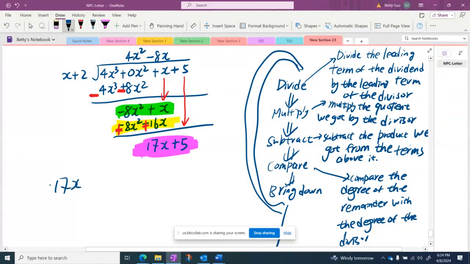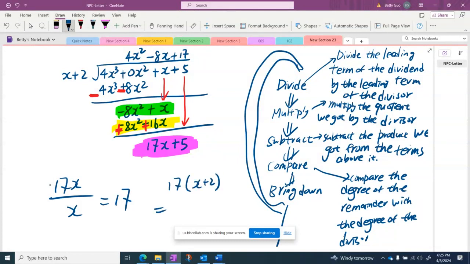Divide the leading term of the pink by the leading term in the divisor. The quotient is 17. 17 goes on top of the roof, aligned with the 5 because they are both constants. Then multiply the quotient we just got by the divisor. The product is 17x plus 34. Place that right under the new dividend, right under the pink: 17x plus 34.